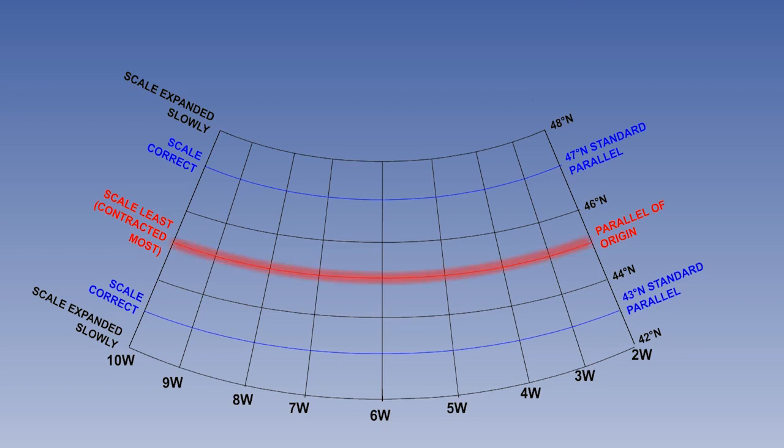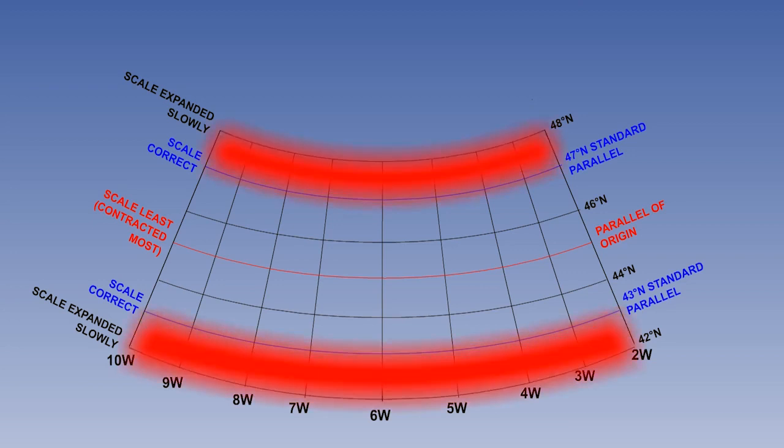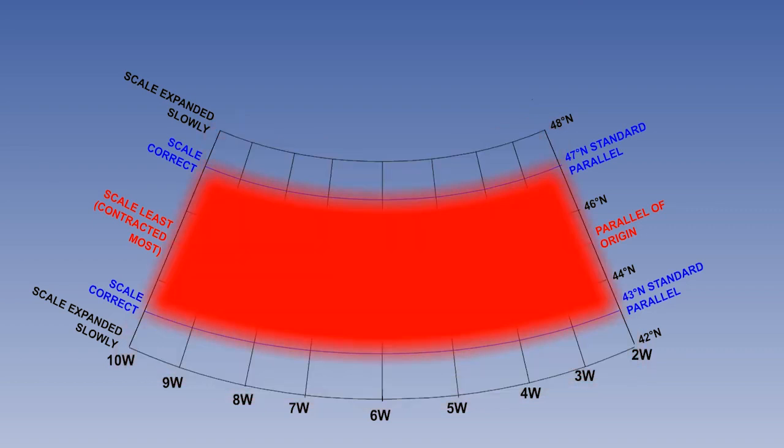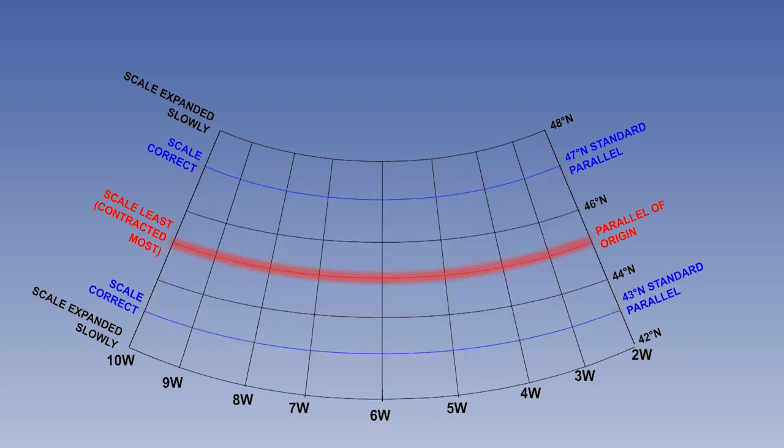The parallel of tangency on the old simple conic is now called the parallel of origin. And the two parallels where the cone touches the reduced earth are called the standard parallels. Note that, as we said earlier, the scale is correct at the standard parallels. In this area, it is expanding away from them. And in this area, it is contracting. The scale becomes least, or if you prefer, is most contracted, at the parallel of origin.